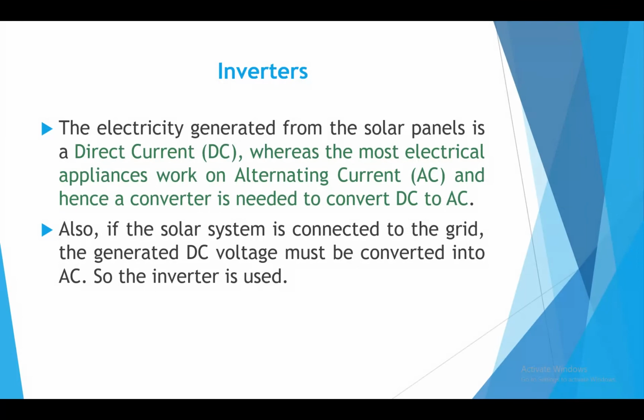Then we have the inverter. We know that electricity generated from a solar panel is DC, whereas most electrical appliances used in our homes, shops, or offices are AC. So we need to convert this DC into AC. For this purpose we use inverters. Also, when the solar system is connected to the grid, the generated DC voltage must be converted into AC. So for this, an inverter is used.